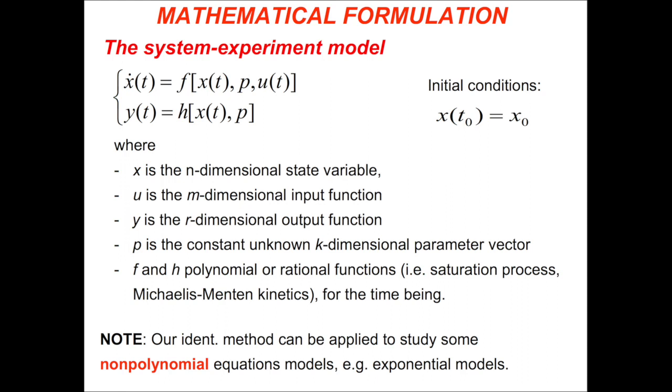Okay, this is the mathematical formulation of our system. It is a state space representation of our systems. The x are the state variables, for example, the amount of a drug or the number of tumor cells in a specific site. U is the input function, usually the exogenous input function. Y is the output function describing the measurable variables. P is the constant unknown parameter vector. And F and H are polynomial or rational functions. For example, they can describe saturation processes such as Michaelis-Menten kinetics, which is a very common kinetics in biological modeling.